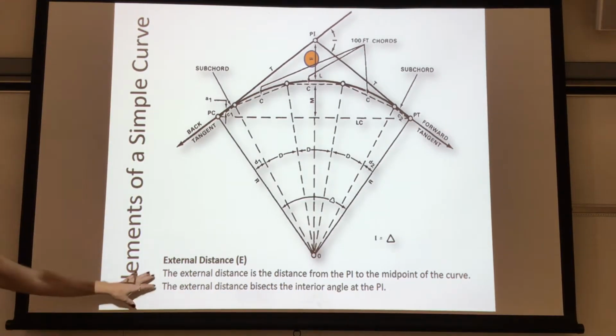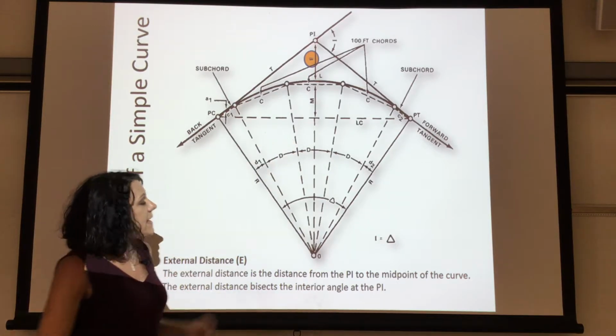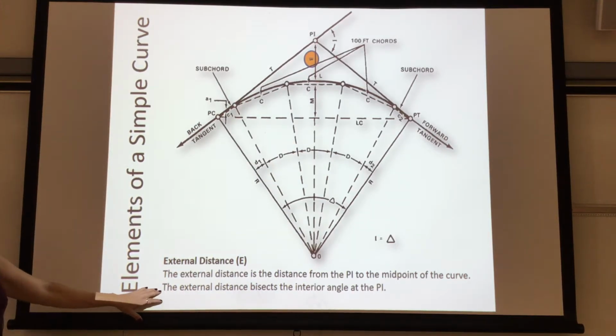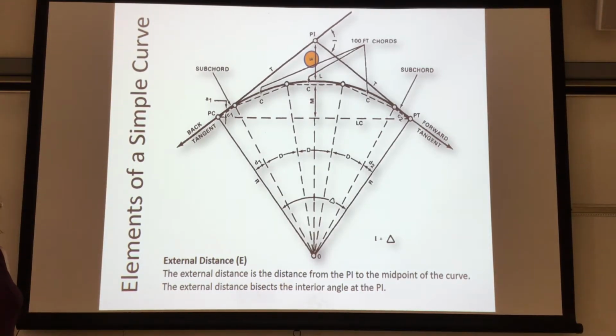Okay? E is the external distance from the line of the curve to the PI. Okay? It's from the midpoint of the curve to the PI. The external distance bisects the interior angle at the PI.